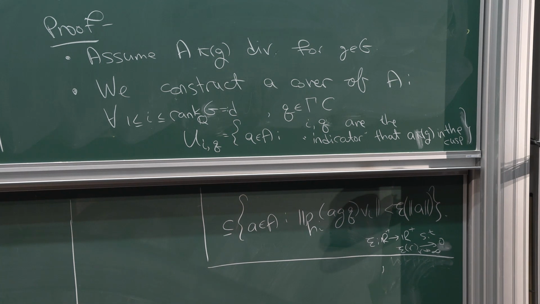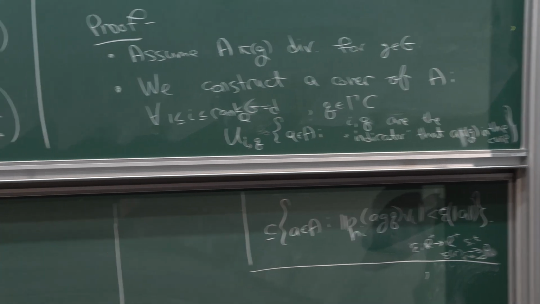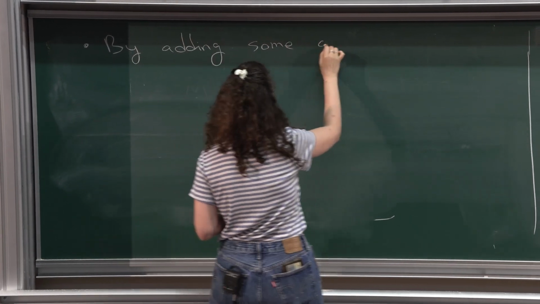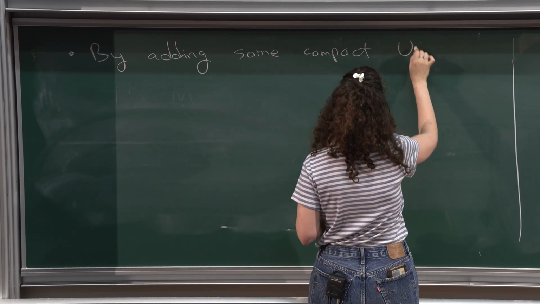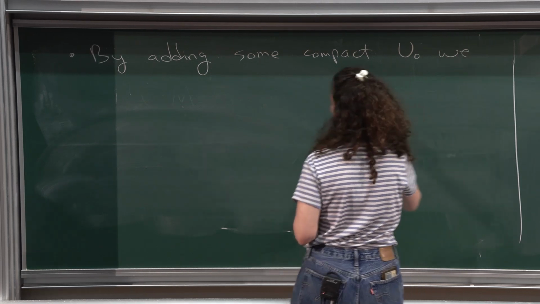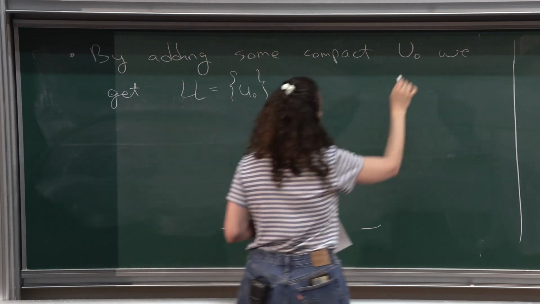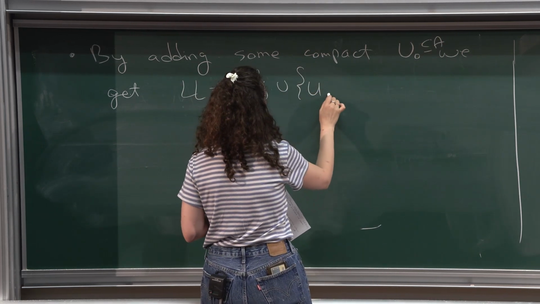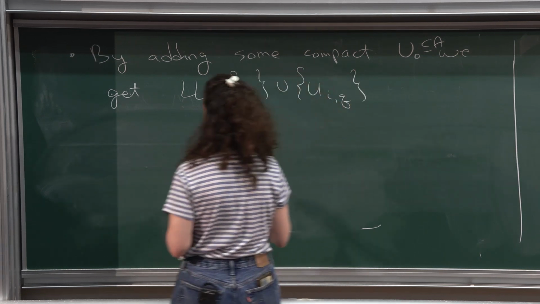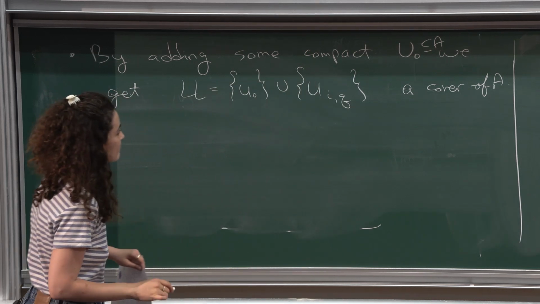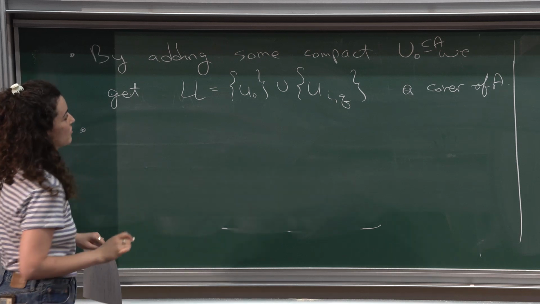And so because we know the orbit diverges, up to a compact set, this will give us a cover of A. So next, by adding some compact U naught, we get that this U, which is U naught together with the U_{i,q}, is a cover of A.